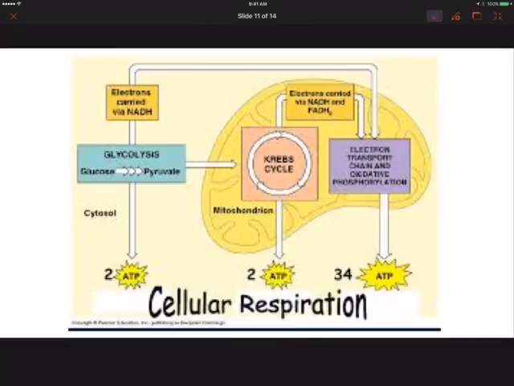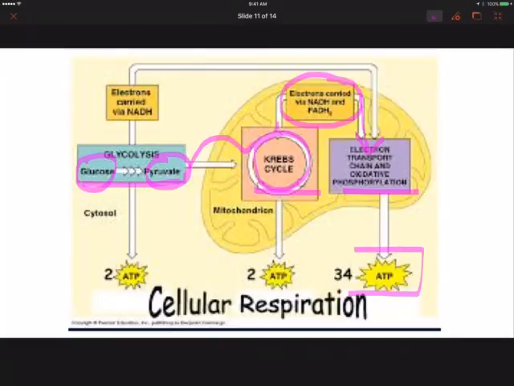What you need to know is that there's 3 parts. There's glycolysis, the Krebs cycle, and the electron transport chain. In glycolysis, I'm turning glucose into pyruvate. That pyruvate enters the mitochondria, goes through this Krebs cycle, and produces electron carriers, NADH and FADH2, that enter my electron transport chain and allows me to produce a whole bunch of ATP.